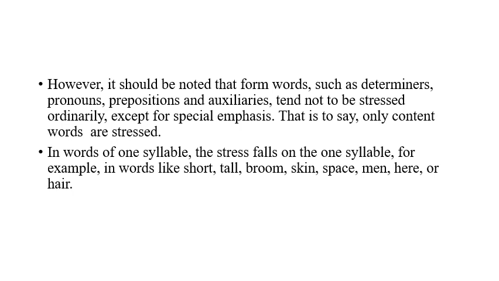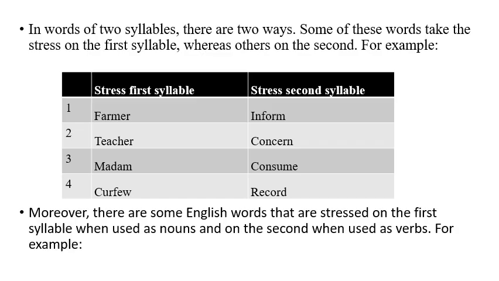This is to say only content words are stressed, or what you call open item class. In words of one syllable, the stress is on the one syllable. For example, in words like short, tall, from, bone, skin, all these are stressed. In words of two syllables, there are two ways. Some of these words take the stress on the first syllable, whereas others on the second.